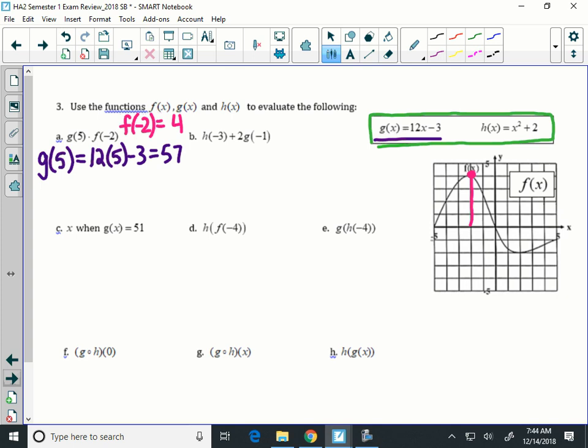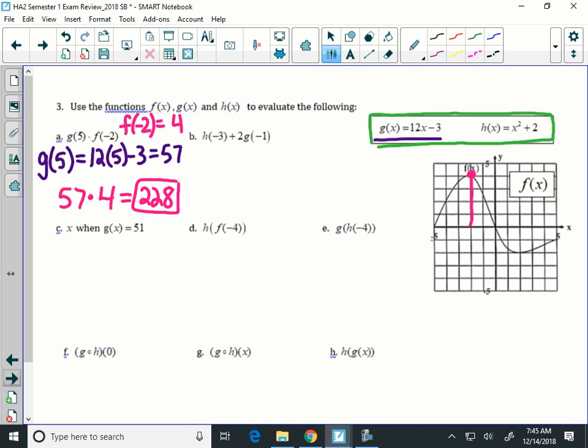So I'm going to use that 57 and 4 here to find G of 5 times F of negative 2. I multiply those together to get 228. 228 would be your final answer.